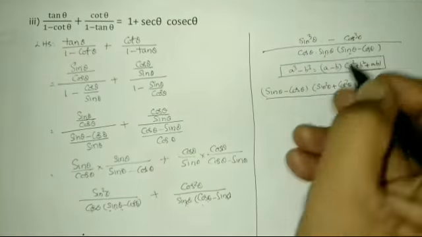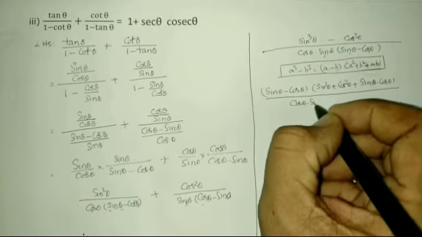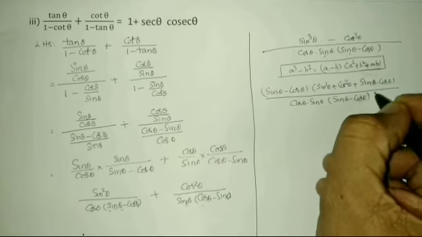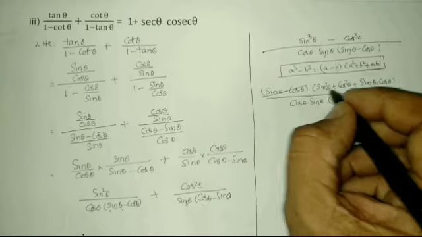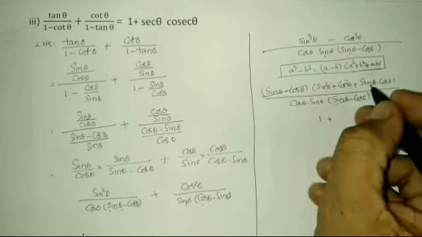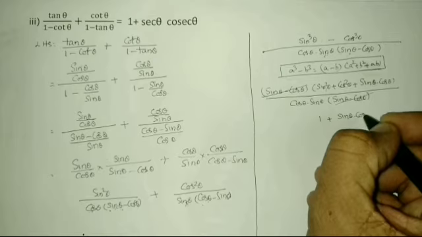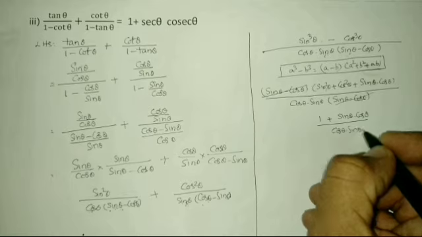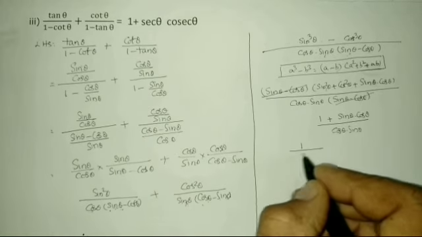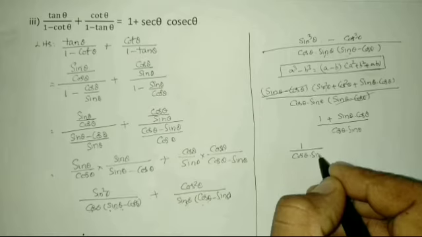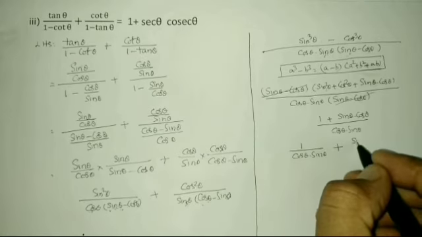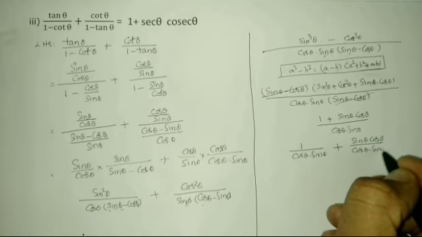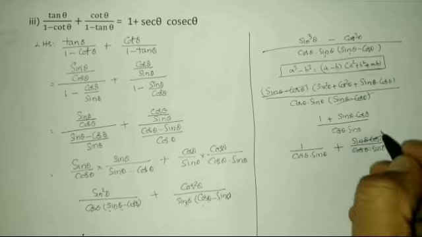by, write the denominator, cos theta into sin theta minus cos theta. Is to cancel. Sin square theta plus cos square theta equal to 1 plus sin theta into cos theta by cos theta into sin theta. Now this can be written as 1 by cos theta into sin theta plus sin theta into cos theta by cos theta into sin theta. These two are equal. Get 1.